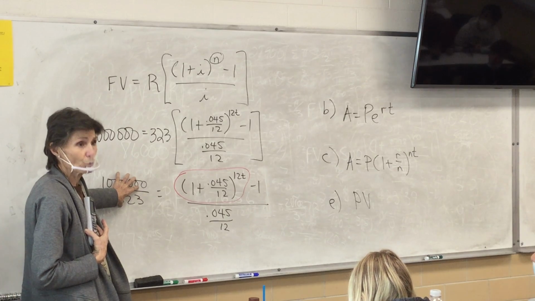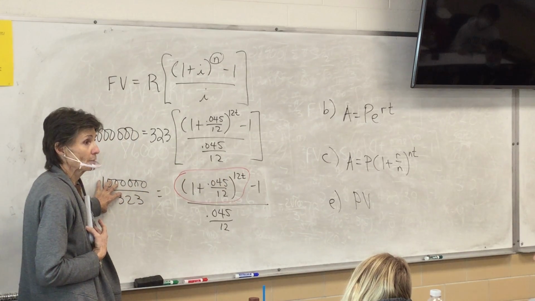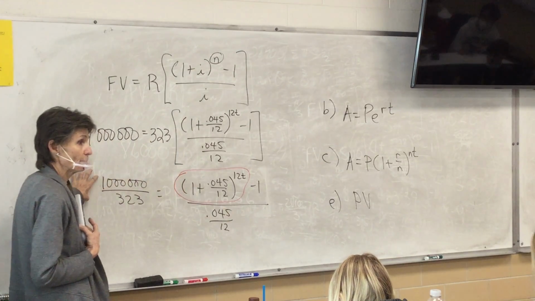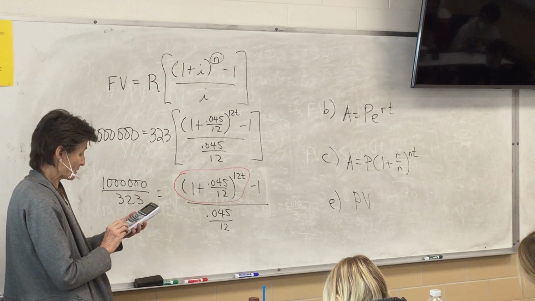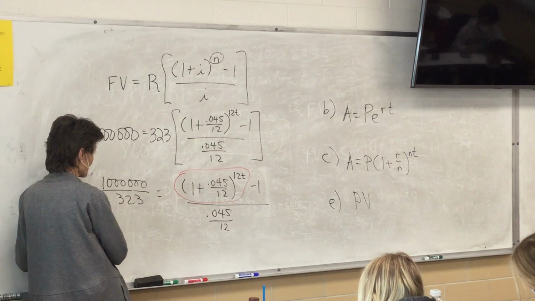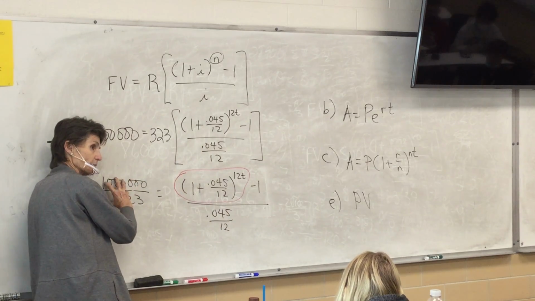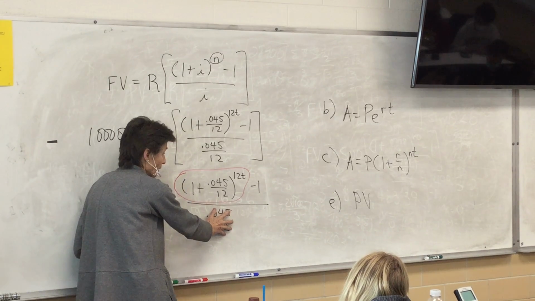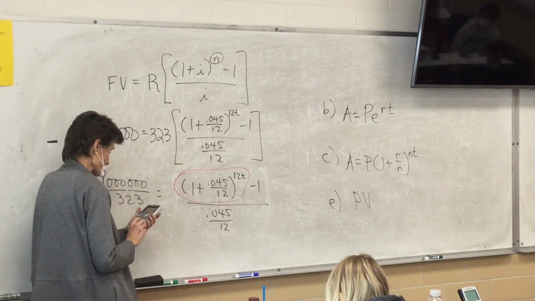Now what do I need to do? Keeping in mind I want to get the exponent by itself, what do I need to do? I need to multiply by this, don't I? Don't I need to move this over to here? So I'm going to take it times 0.045 divided by 12. So I just typed it on my calculator, 1,000,000 divided by 323, and now I'm multiplying this over to here. Okay? So now that's gone, right? So there's one more thing I need to do. What do I need to do? Add 1. Just add 1, plus 1.